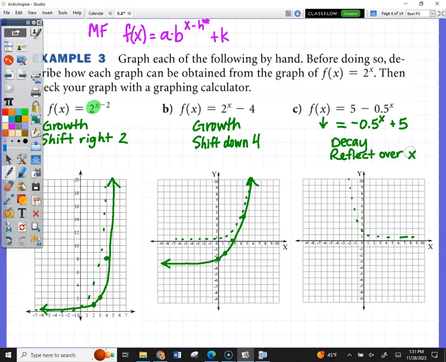So this is a perfect example of why you don't judge the graph. You read the function. You don't read the graph, because you cannot tell an exponential growth or a decay by just looking at the graph. And then it's also going to go where? Up 5. It's going to shift up 5.